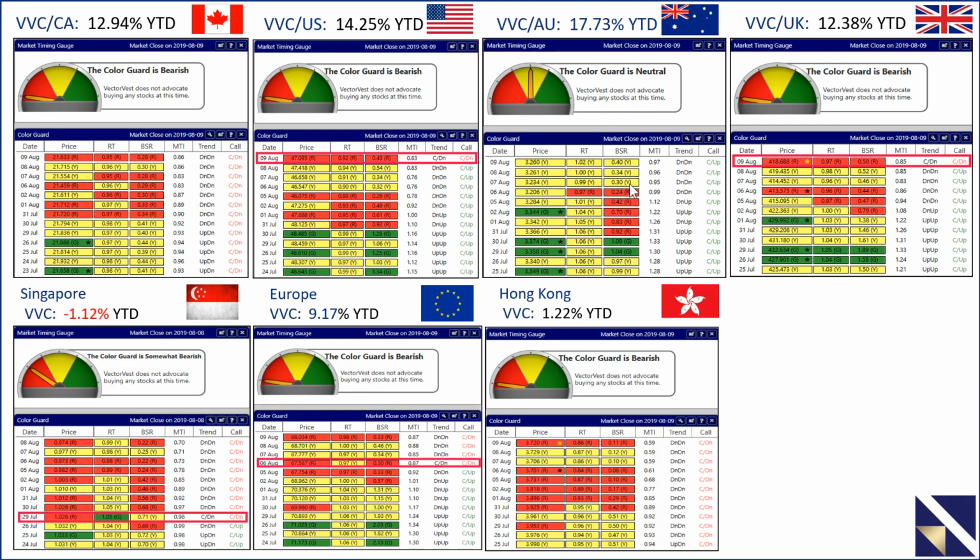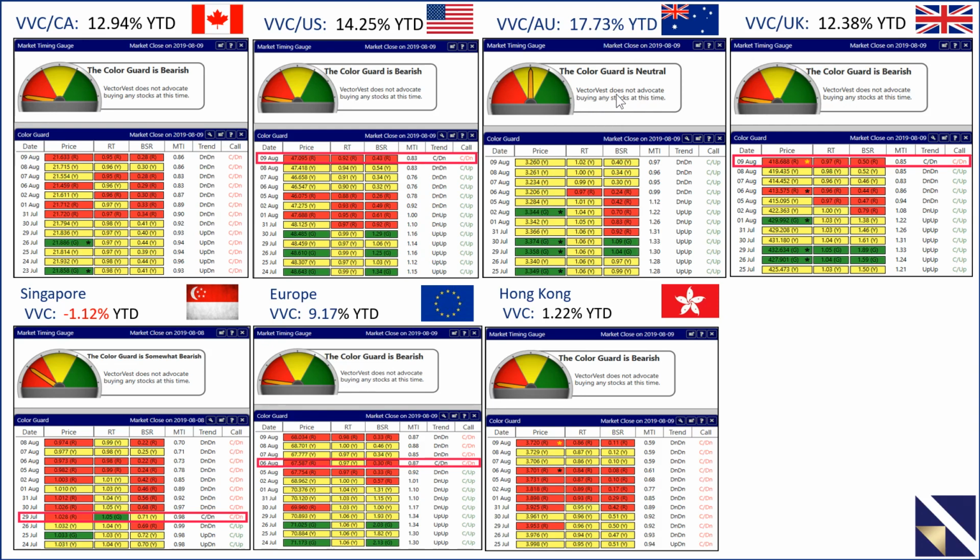Australia has been doing quite well. Maybe Alan and others from Australia can let us know what's been driving the market higher there. Maybe it is the gold stocks as well. But they're still in a confirmed up call. They've got a 17.7% year-to-date gain.